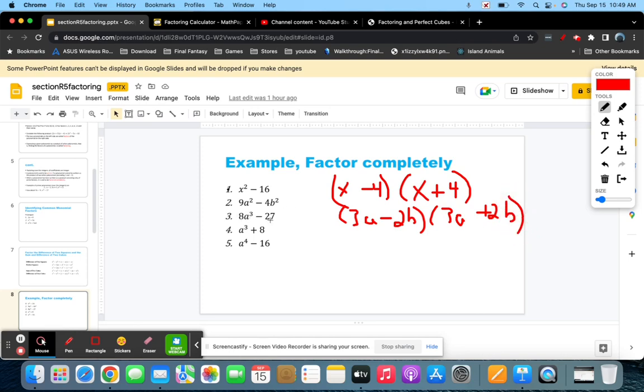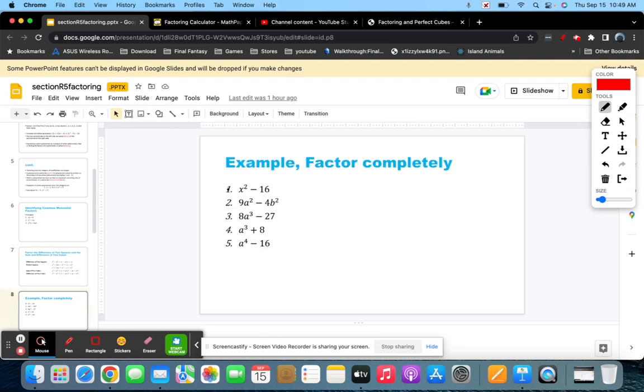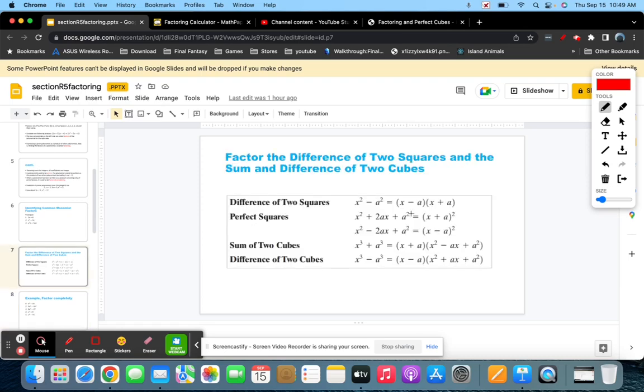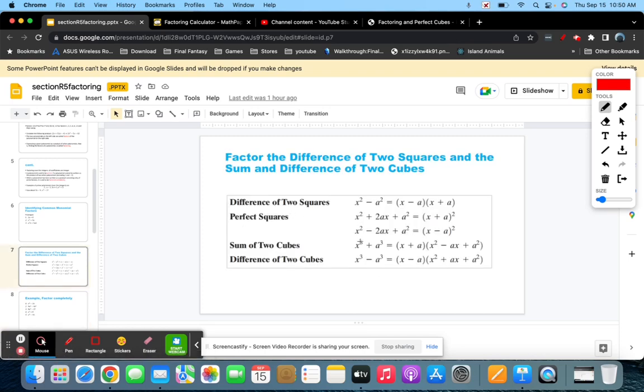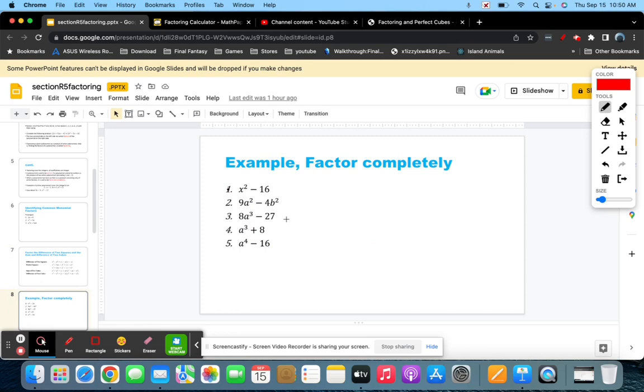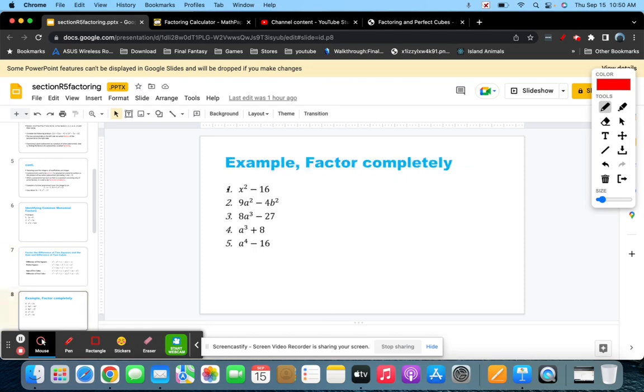All right, right here it would be a difference of perfect cubes. So I'd go to this formula up here and use that one. 2a is going to be basically your x. That's the cube of this part. Your a in this situation was the cube root of 27, which is 3. And so wherever you see an x, you would use 2a. Wherever you see a, you would use 3.